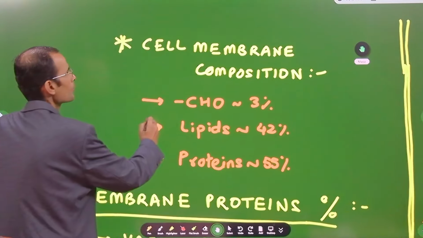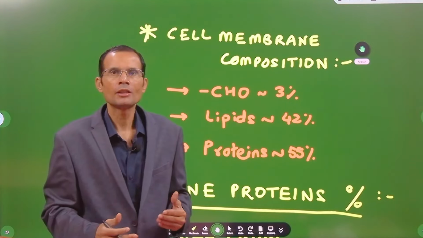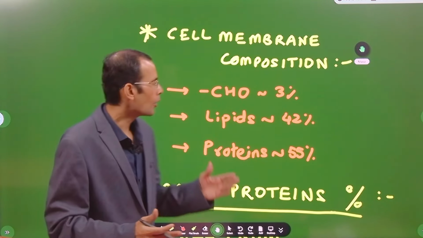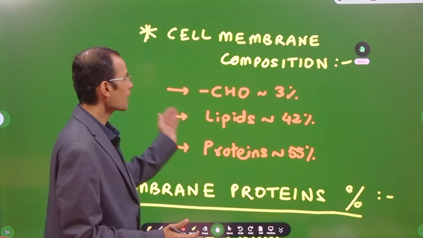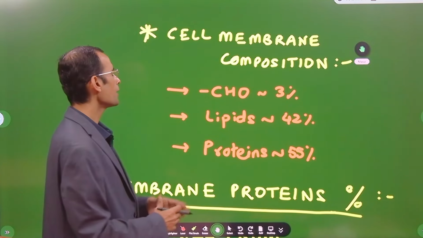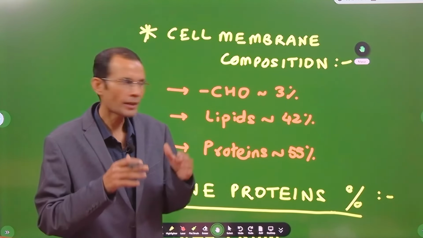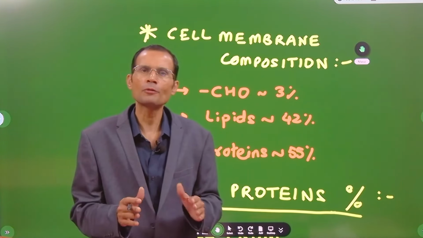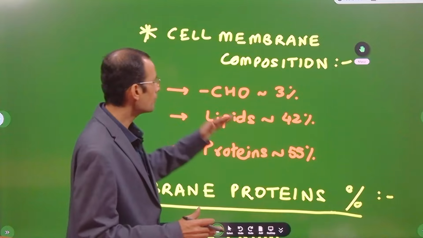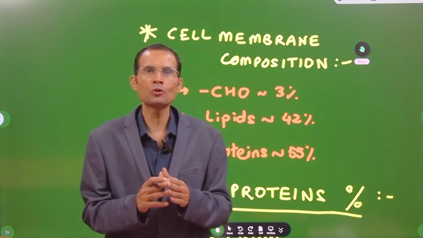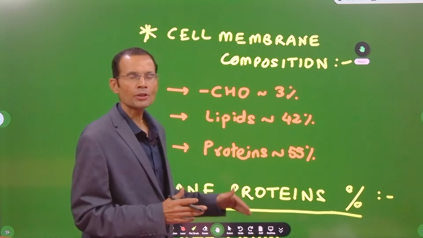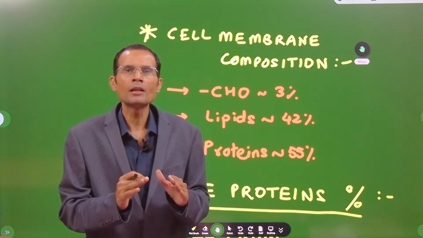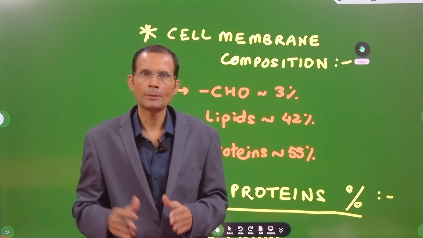The cell membrane has a typical composition like this. It has carbohydrates, lipids and proteins occupying certain surface area. For example, carbohydrates occupy 3% of the surface area, lipids in the membrane occupy 42%, and proteins occupy 55% of the surface area of a typical membrane. And molecule-wise, the lipids and proteins exist in a ratio of 1:1. So this is a very typical composition of a cell membrane.